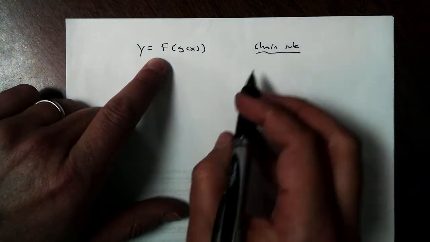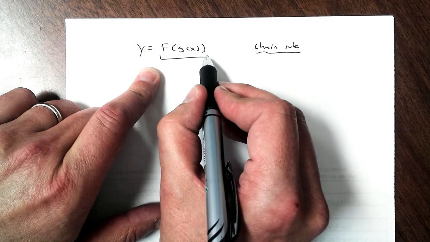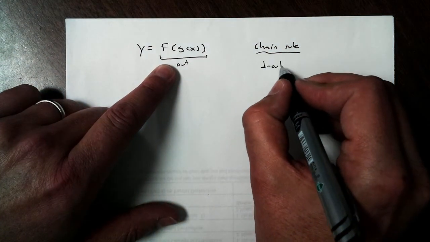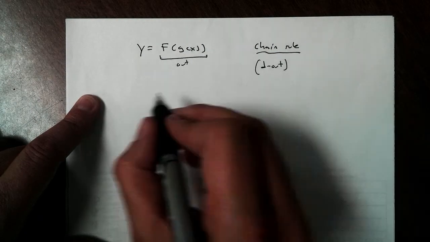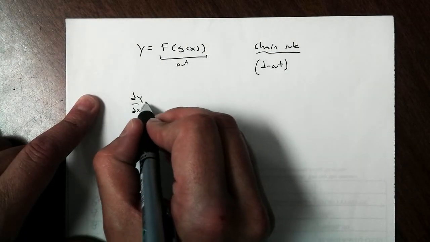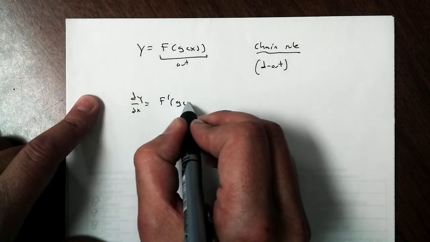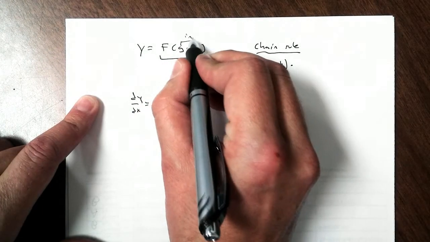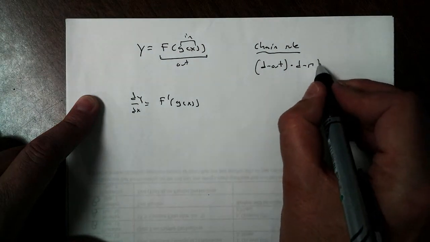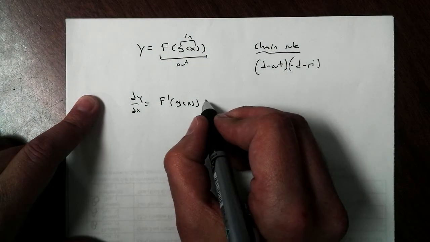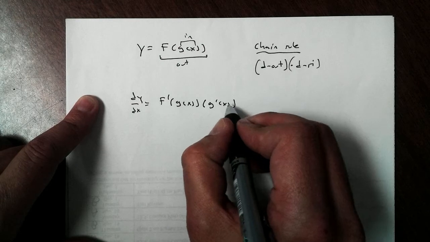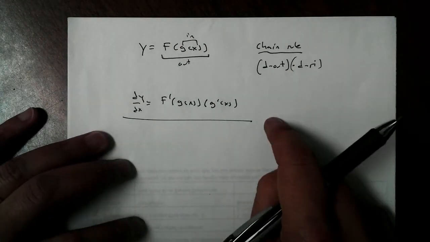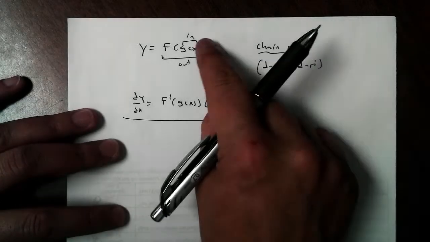Now the chain rule says we're going to take a look at the outside function first. And we're going to take the derivative of that. So we take the derivative of the outside. And that's not too hard to do. To get the derivative we would get f prime of g of x, and then we would multiply that by the inside function's derivative, the derivative of the inside, which becomes g prime of x. And that's our derivative.